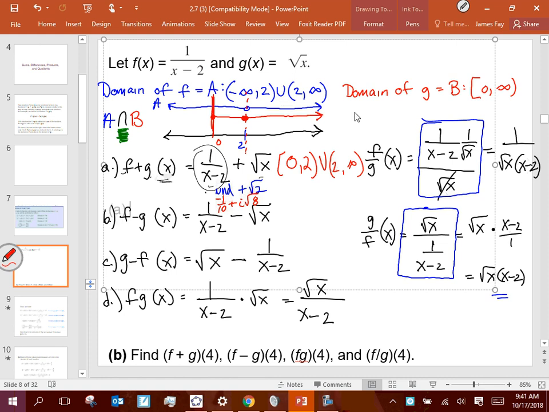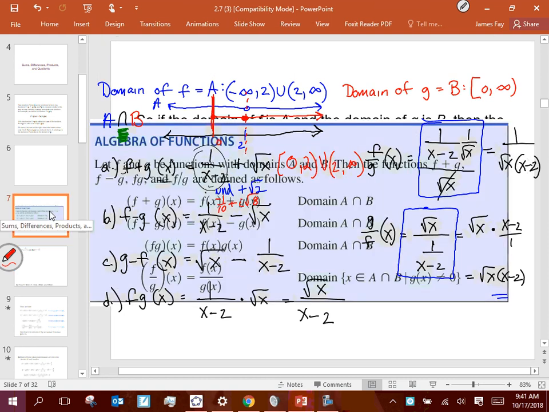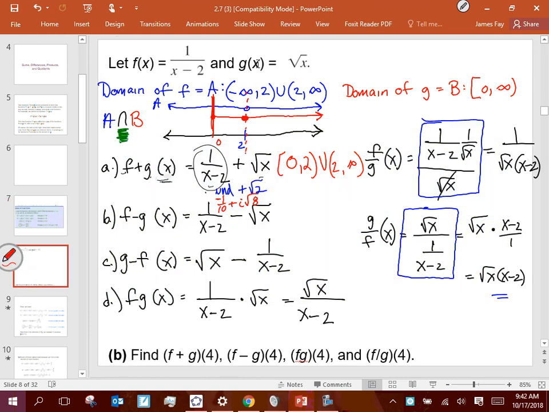All right, so if that's the domain for f plus g, what's the domain for f minus g? Is it different? It's not different, right? Because if I look at this, we still can't use 2 here, and we still can't use negative numbers here, right? So the domain for f minus g is still that thing right there. Okay? What about g minus f? Is it still the same thing? Absolutely.